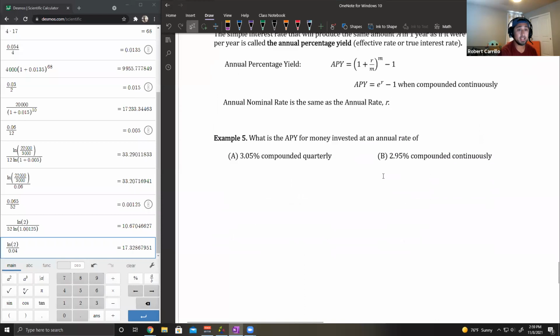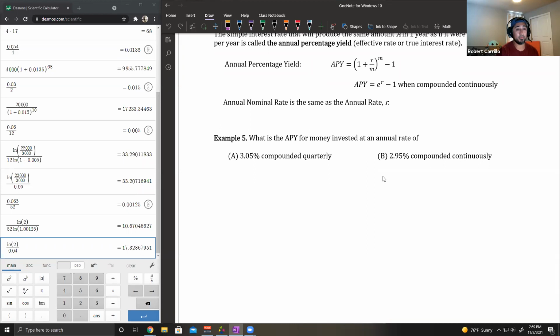Okay, so these formulas will give you the true interest rate of your investment or your loan, specifically on a house or a car, or I guess any big purchases, maybe even credit cards. Okay, so example 5. What is the APY for money invested at an annual rate of 3.05% compounded quarterly and 2.95% compounded continuously? So, all right, let's check it out.